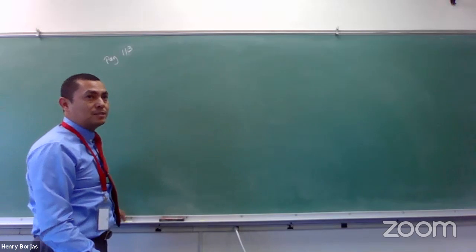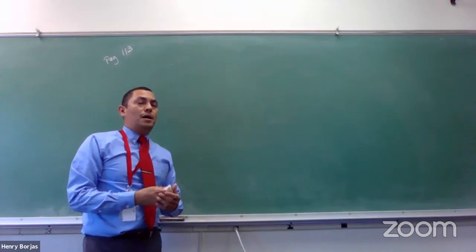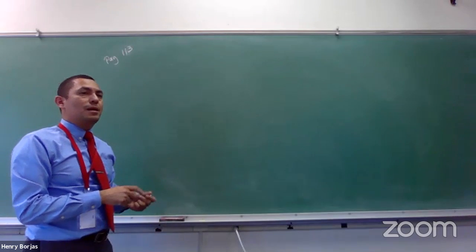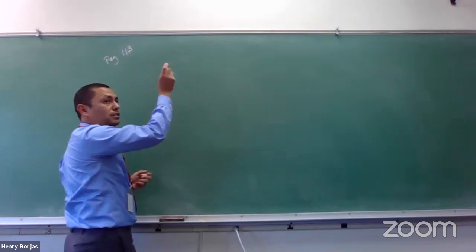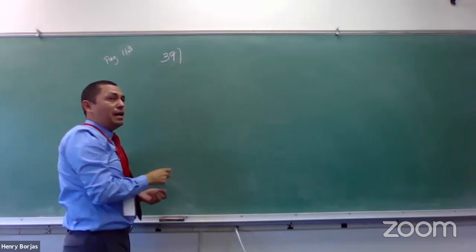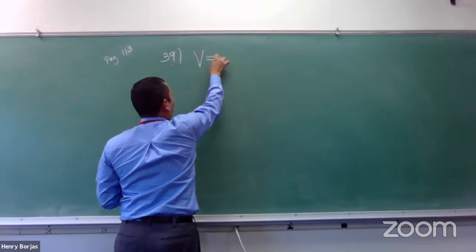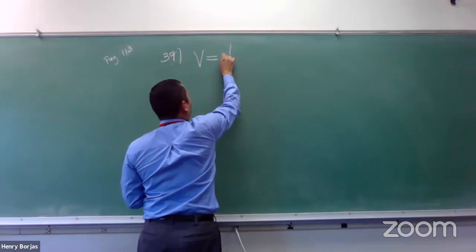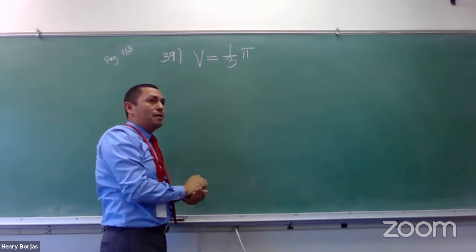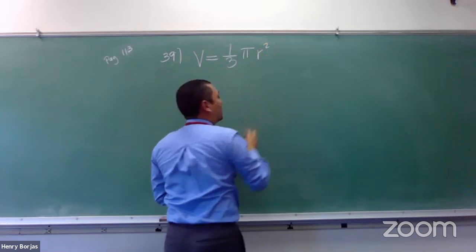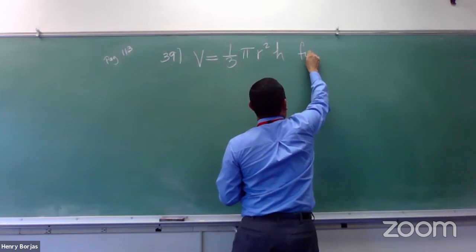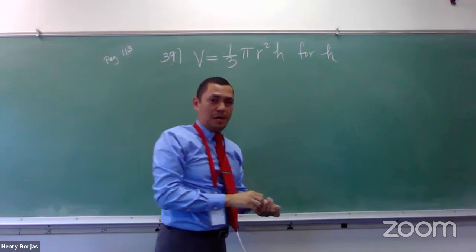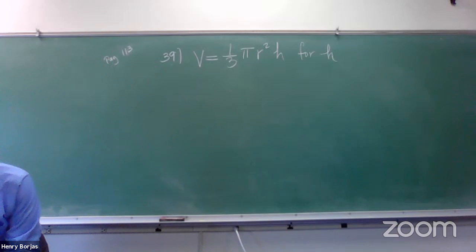So what I have next, I'm going to solve problem 39, page 113, and it says V equals 1/3 pi r squared times h, and we're going to solve for h. Just give me one moment. I need to see something here on the computer.